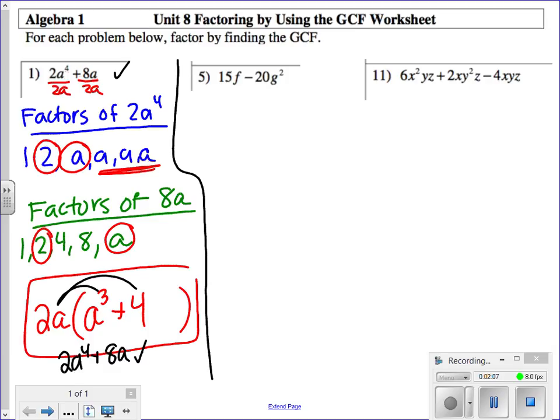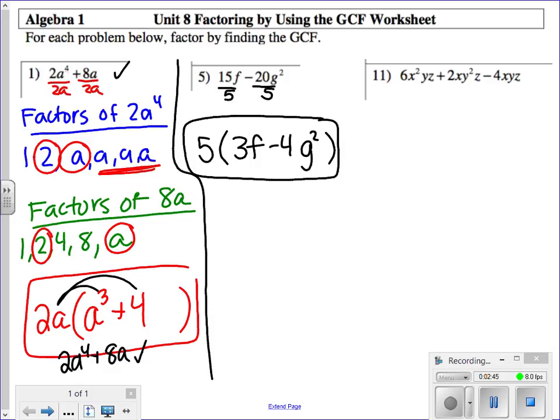All right, the next problem, 15f minus 20g squared. This is number 5. Well, 15 and 20 both actually have a 5 in common. But f and g are 2 totally different variables, so there's actually no variable that I'm going to pull out as part of my GCF. So all I'm going to divide everything by is 5. Well, 15 divided by 5 is 3, and then I didn't divide any f's away, so I stay 3f. Negative 20 divided by 5 is minus 4, and the g squared stays the same. So 5 times 3f minus 4g squared is your final answer.